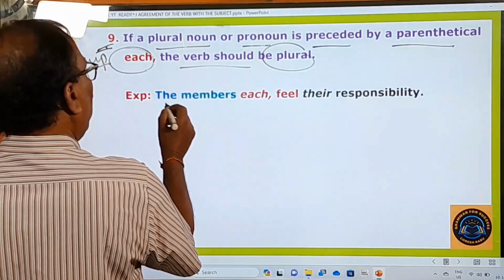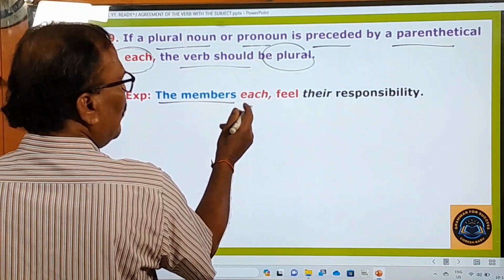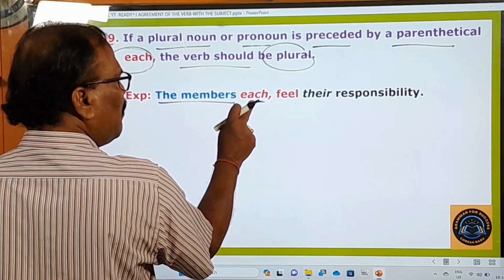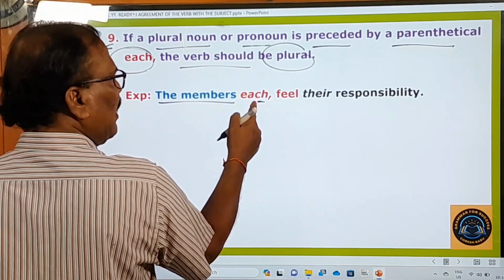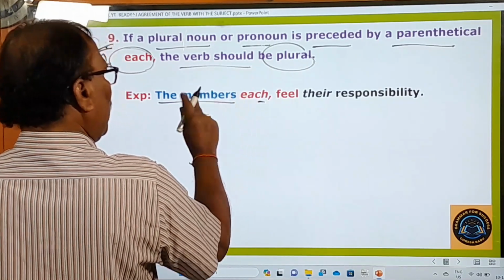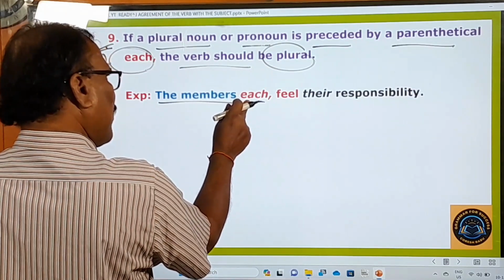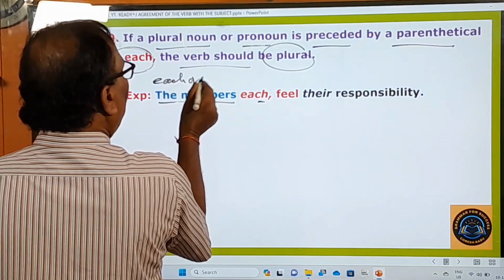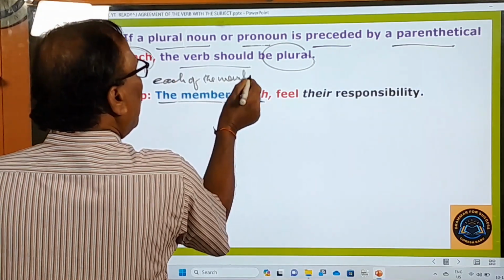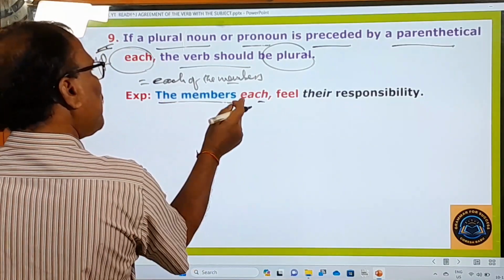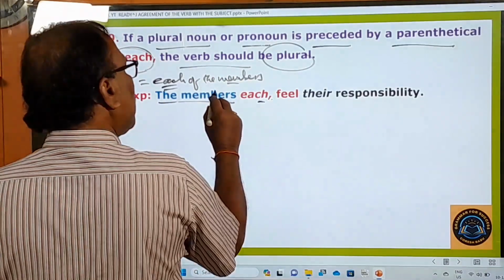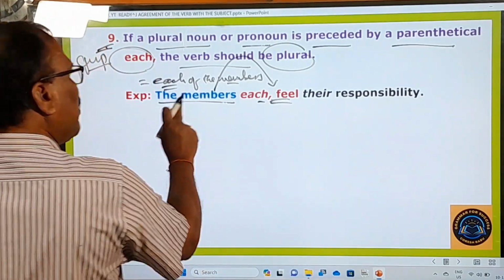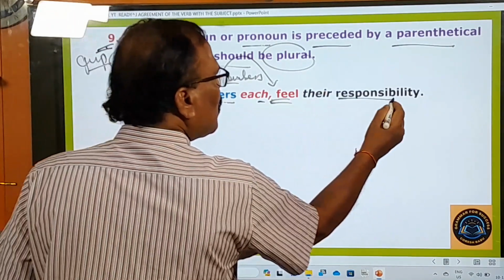Here, the members, each. Sometimes this comma is omitted, but here, since it is a parenthetical "each", I have used this comma. The members, each, that means each of the members. That's the meaning of this. Here members are many, and therefore we use only the plural verb. The members, each, feel their responsibility.